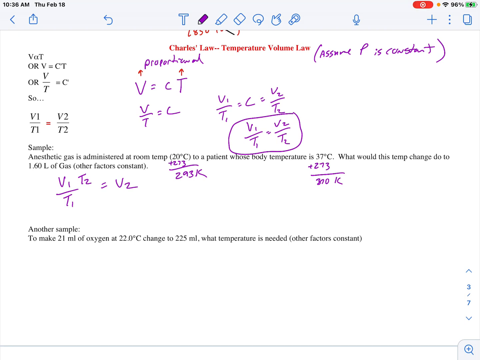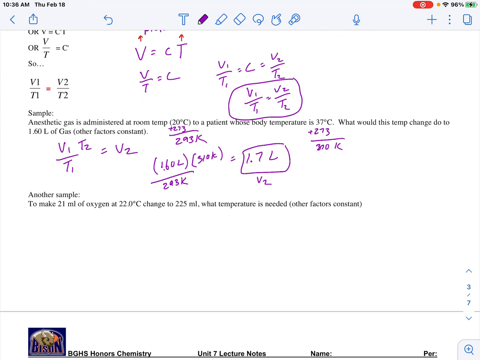So let's plug in what we have. The first volume, 1.6 liters, divided by the first temperature, 293 Kelvin, multiplied by the second temperature, which is 310 Kelvin. So 1.6 times 310 divided by 293, 1.7 liters is the answer. That is the new volume, V2.